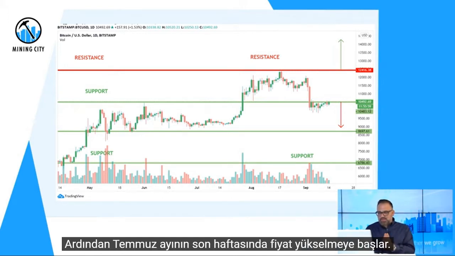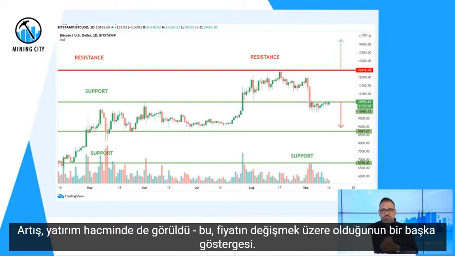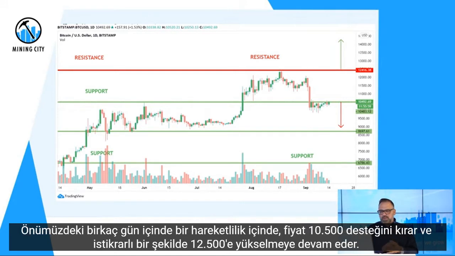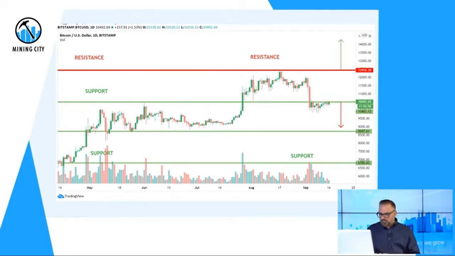Then, suddenly, in the last week of July, the price starts rising. The rise was also visible in the trading volume here. It's another indicator that the price is about to change in a flurry of activity over the next few weeks, or days actually. The price then breaks through the $10,500 support and keeps on rising steadily to $12,500.